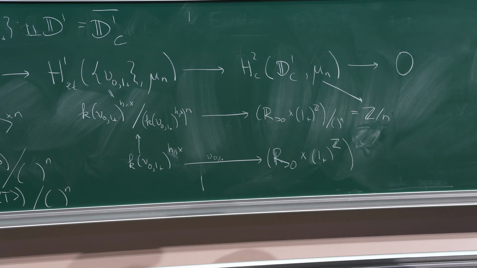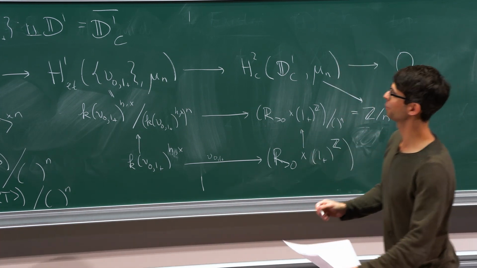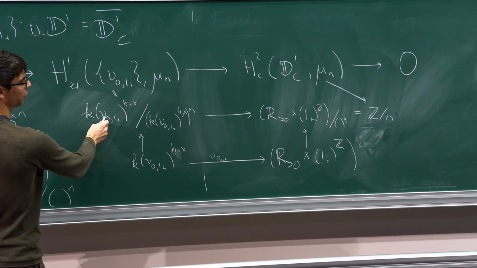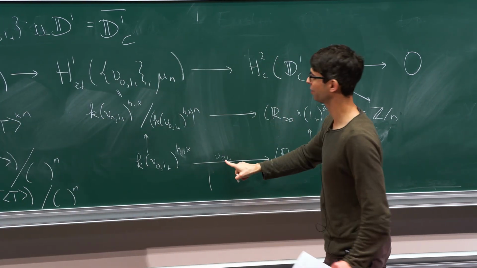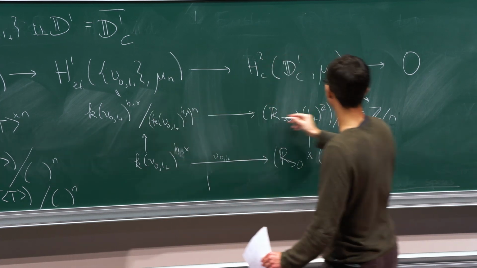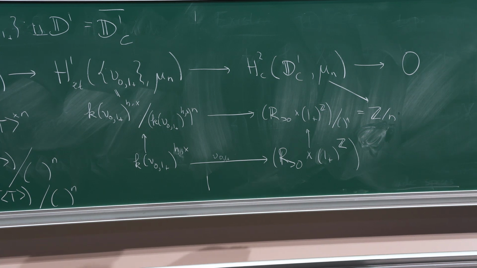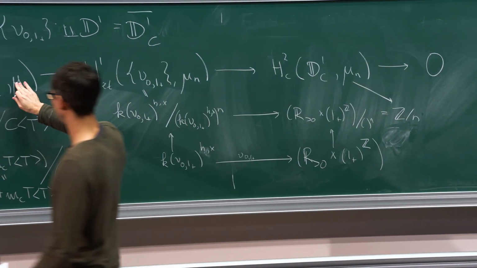Okay, so let me go through it again. We start here, which we identify with this quotient over here, and then I constructed for you, just from the valuation, this rank 2 valuation, a natural map to Z mod n. And now the only thing left to do is to see that it's 0 for this term over here.